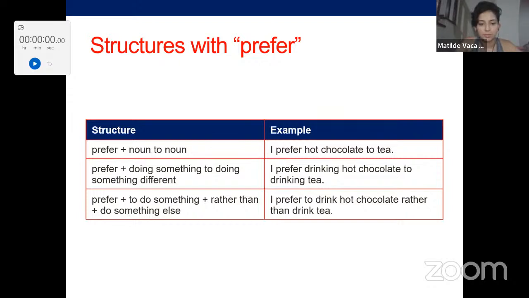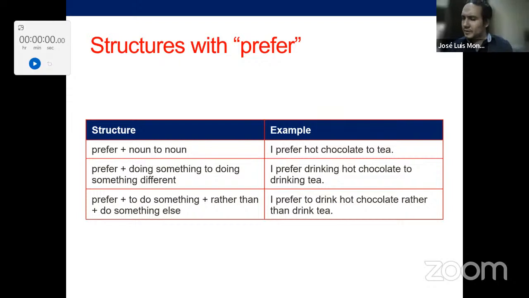Prefer plus doing something to doing something different. I prefer drinking hot chocolate to drinking tea. Prefer to do something rather than do something else. I prefer to drink hot chocolate rather than drinking tea.